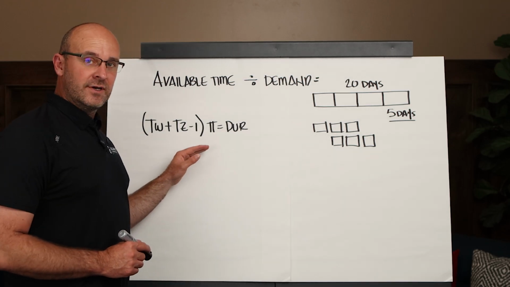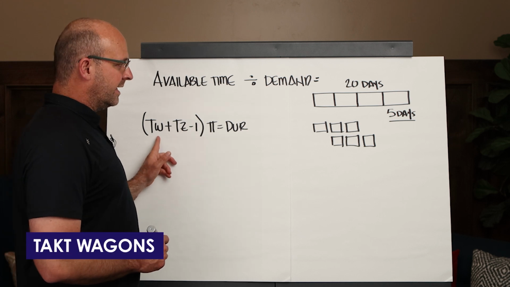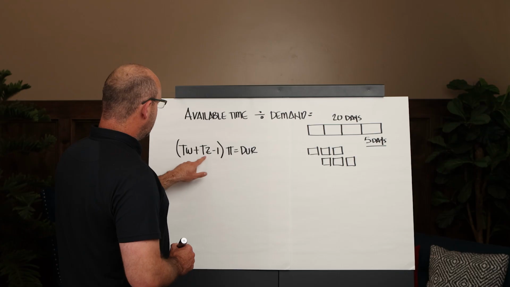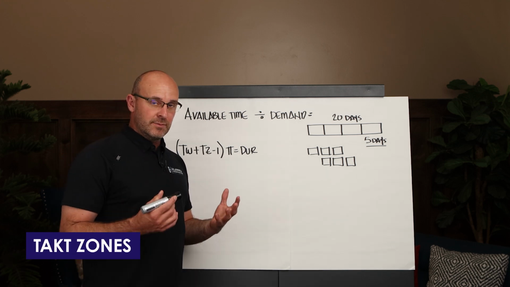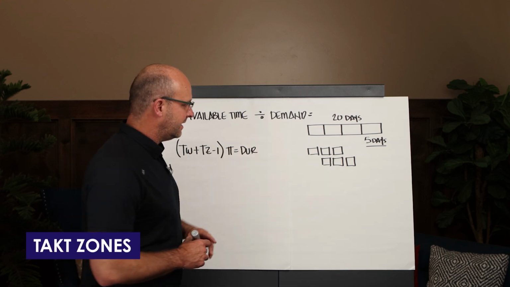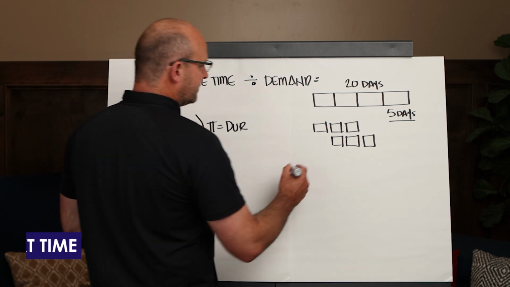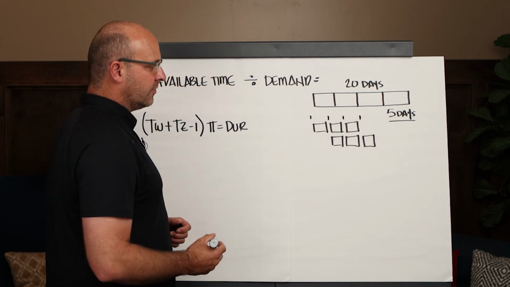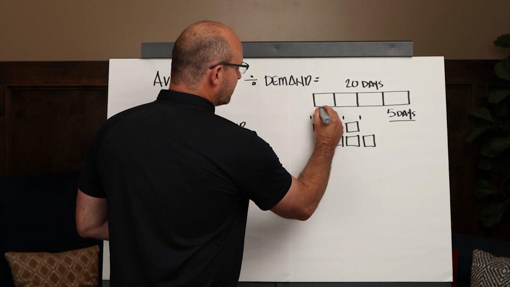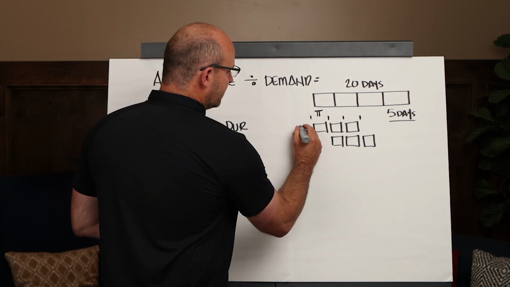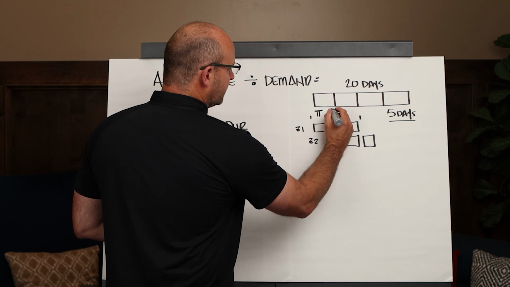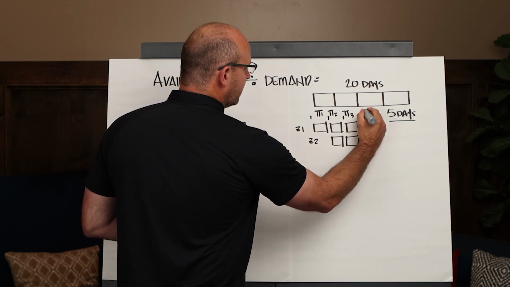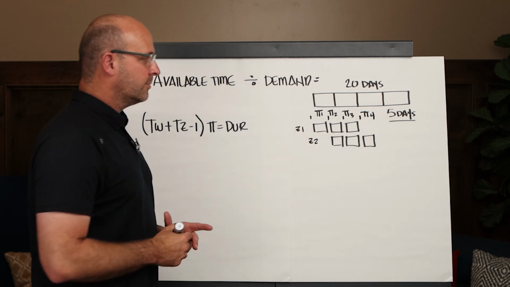Now in construction, I've already talked to you about the takt wagons, which is basically the amount of work you can get done in the takt time and the zone, plus takt zones, which is the amount of space you have on the construction site, minus 1, multiplied by the takt time, which is the interval at which you're going to produce, equals your overall duration. So let me go ahead and symbolize that. Let's say this is zone 1. Let's say this is zone 2. This is takt time 1, takt time 2, takt time 3, and takt time 4. Okay, I think we're doing a pretty good job here.